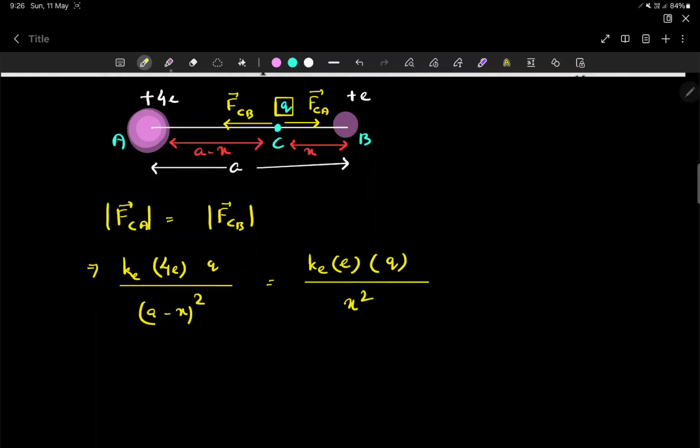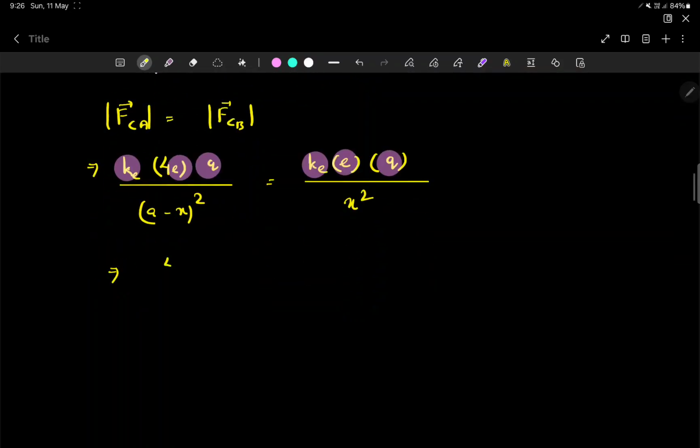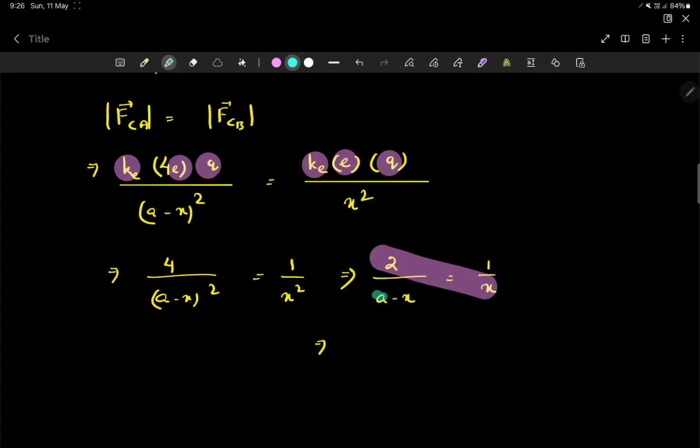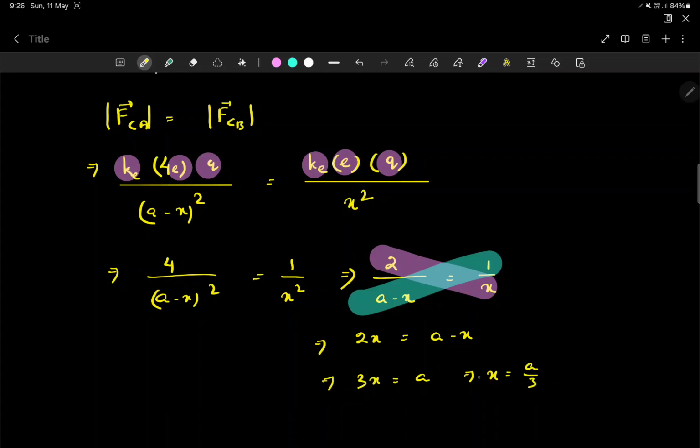x square. Now k cancels, small q cancels, e and e cancel out, so everything cancels. So remaining, 4 divided by a minus x whole square is equal to 1 by x square. Then take square root on both sides. So 2 divided by a minus x is equal to 1 by x. So after cross multiplication you will get 2x is equal to a minus x. So 2x plus x, that is 3x, is equal to a. So finally x is equal to a by 3.